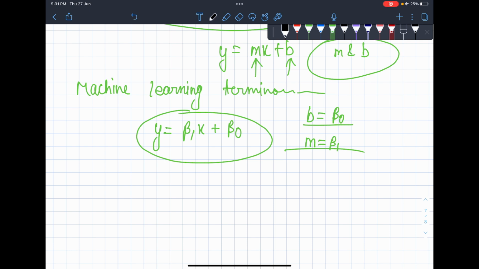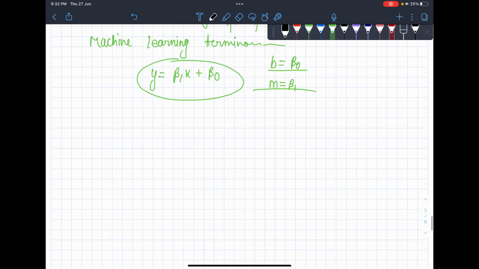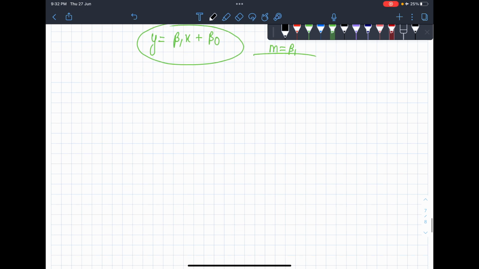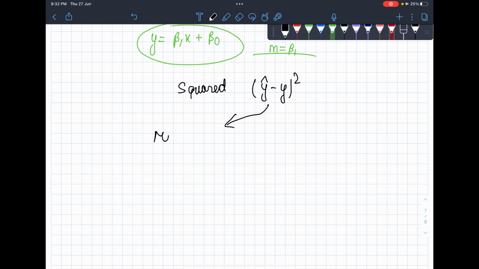Our goal is to minimize it. Now, one more thing I didn't tell you: if we are using squares to make our errors positive, then it is known as mean squared error.